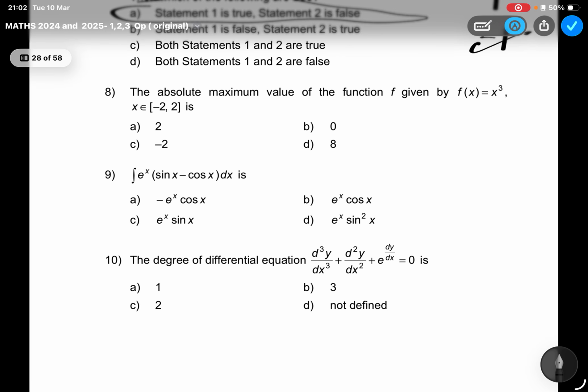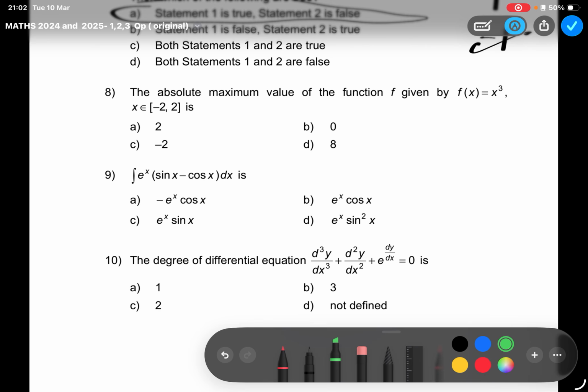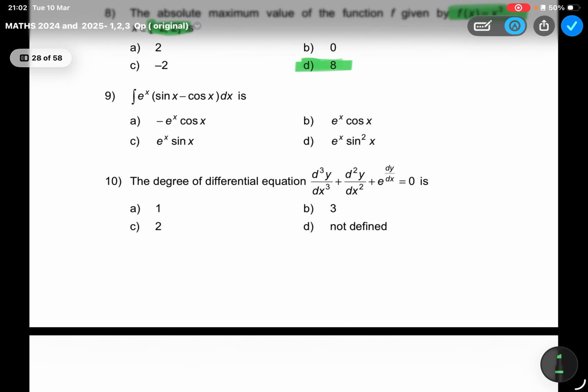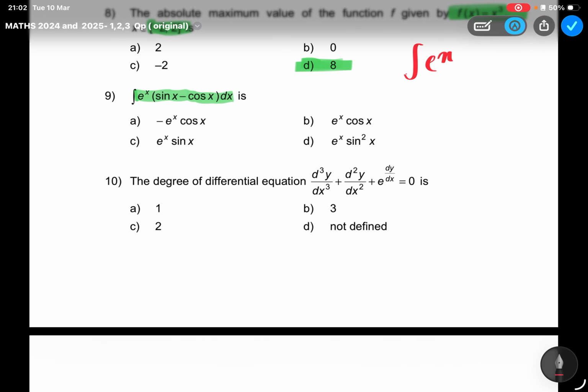Now the absolute maximum value of x cube, that is in the interval minus 2 to 2. If you substitute 2, you will get 8. And now e to the power x, sine x minus cos x. Here the confusion is there, that is the standard formula. What is that? Integral of e to the power x, f plus f dash. Here differentiation of cos x is minus sine x, but here minus sine x is not there.